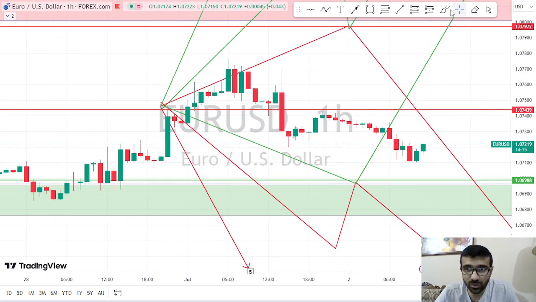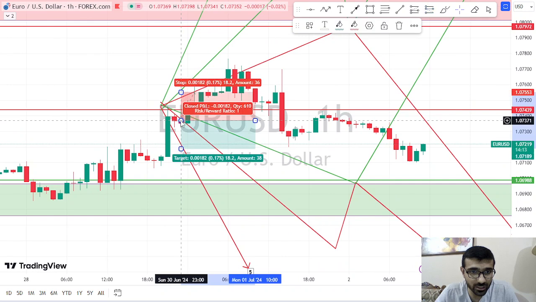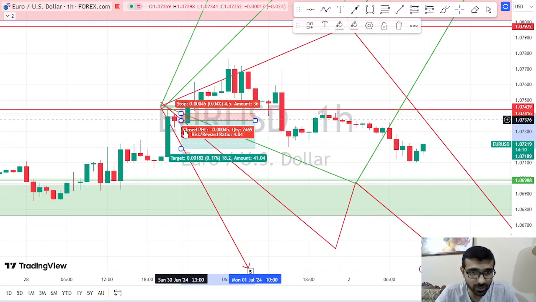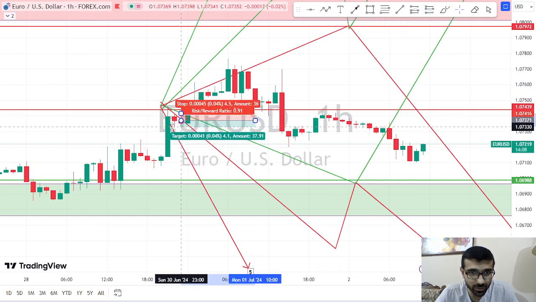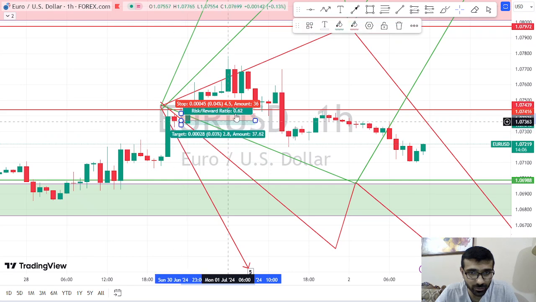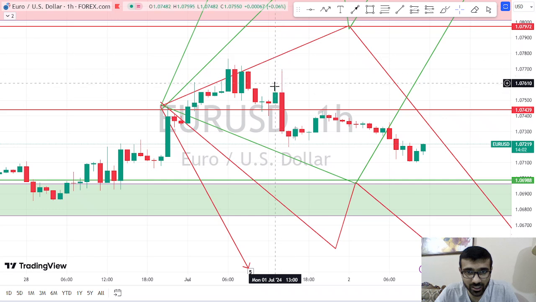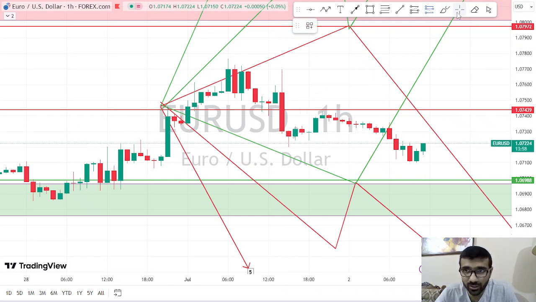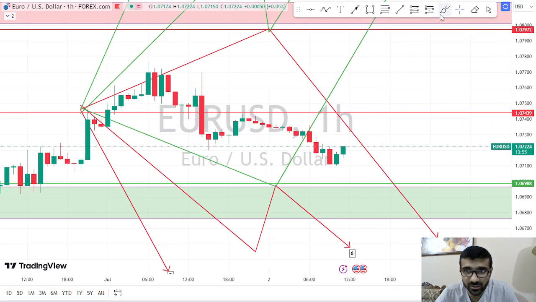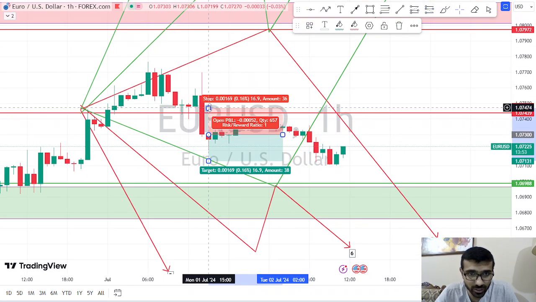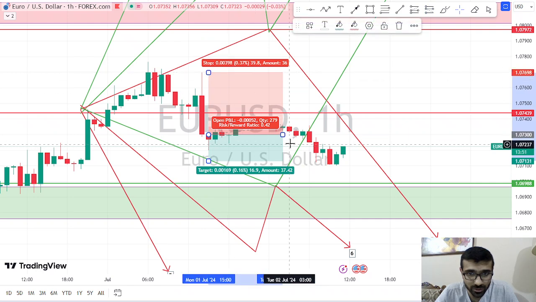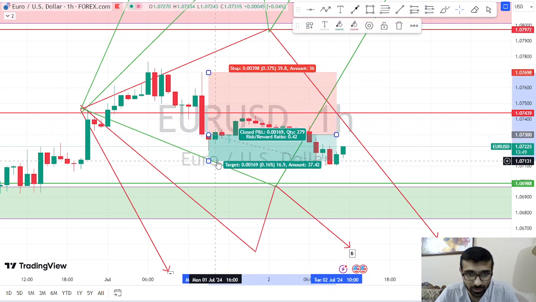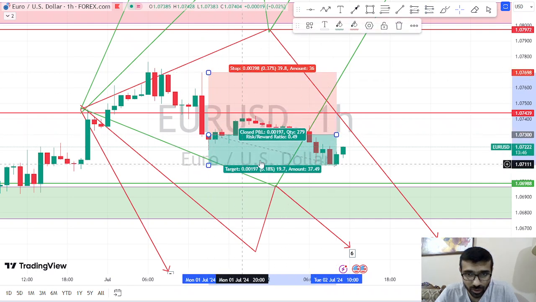This will be our selling entry over here. Our stop loss will be just above this previous candle, and our take profit will be approximately over here, giving us a 0.6% profit only, which is very less. And then again the market gave us an opportunity to sell from here, so let me take this trade in front of you guys. Our stop loss will be just above this previous candle, and our take profit will be approximately over here, giving us a 0.49% profit.